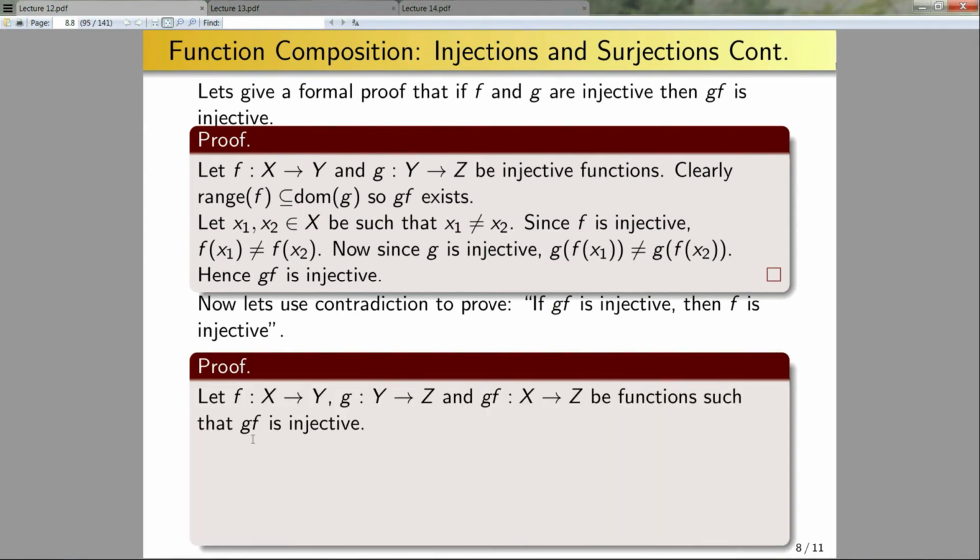So proof by contradiction. Let f be a mapping from X to Y, let g be a mapping from Y to Z, and let gf be a mapping from X to Z be functions such that gf is injective.